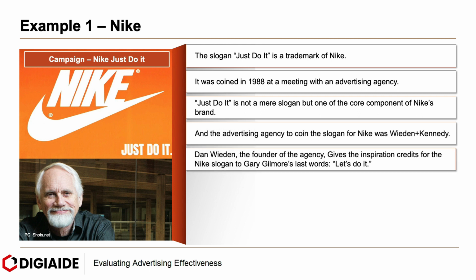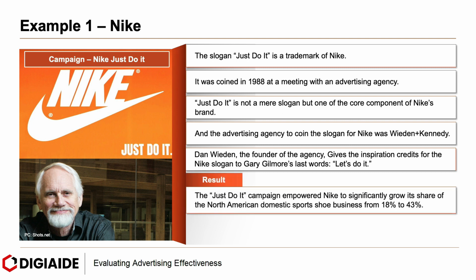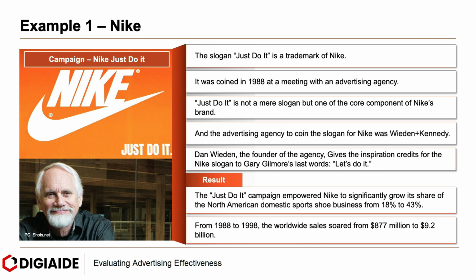Dan Wieden, the founder of the agency, gives the inspiration credit for the Nike slogan to Gary Gilmore's last words, "Let's do it." Result: the Just Do It campaign empowered Nike to significantly grow its share of the North American domestic sports shoe business from 18% to 43%. From 1988 to 1998, the worldwide sales soared from $877 million to $9.2 billion.